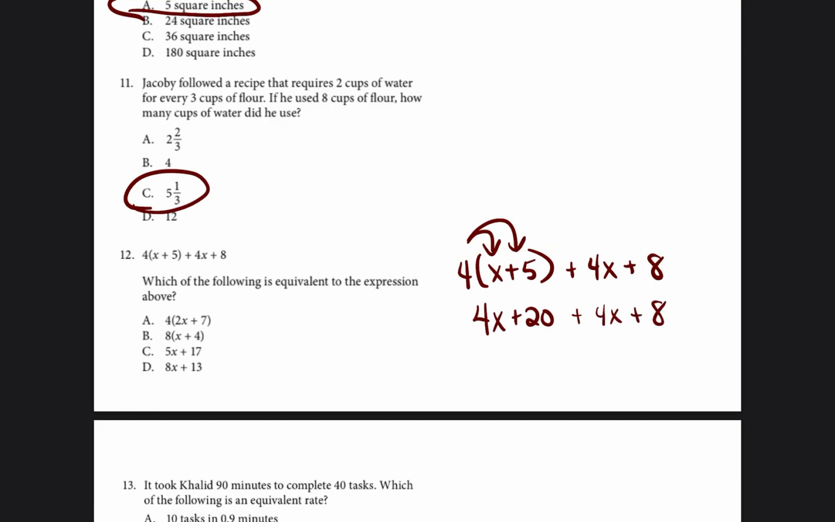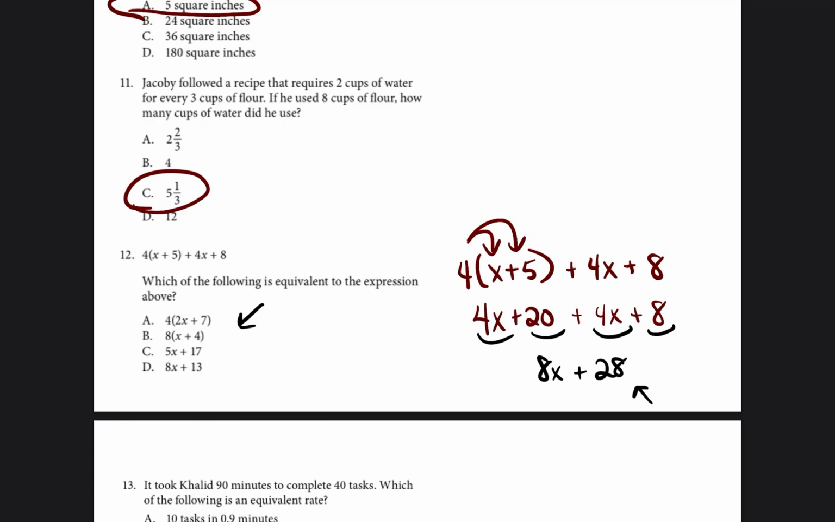And now that it's all distributed out, we can combine like terms. So 4x and 4x is 8x. And 20 plus 8 is 28. But I don't see that anywhere here. So they must have broken this down in another way.